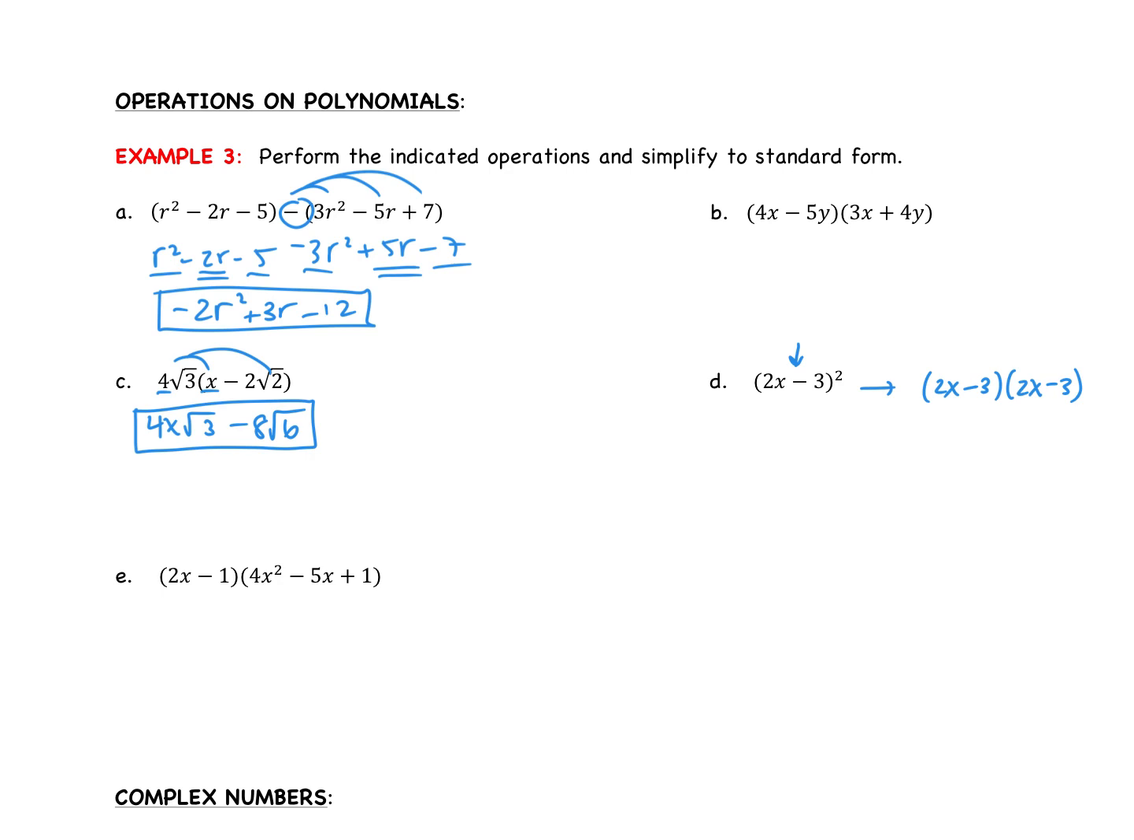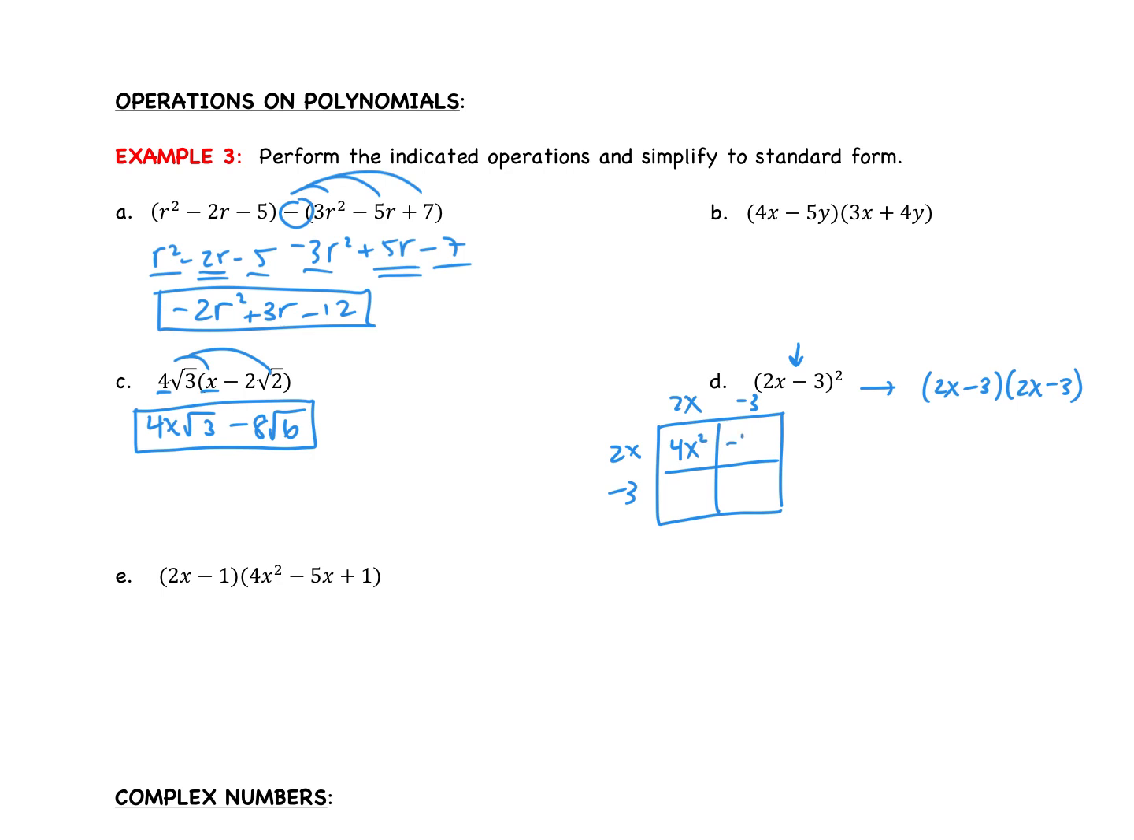You can FOIL, you can draw arcs in. If you've had me before, what you see that I normally do is I normally draw a box. You don't have to do this. This is my preference, though. So I have a 2x minus 3 and a 2x minus 3. 2x times 2x gives us 4x squared.